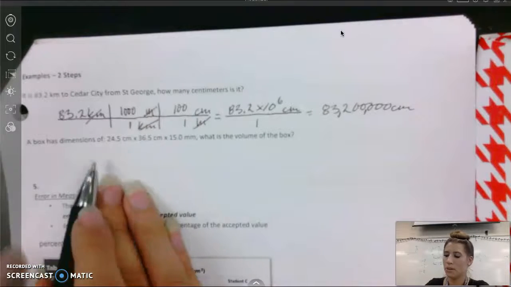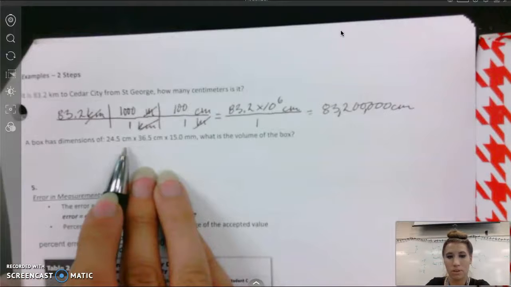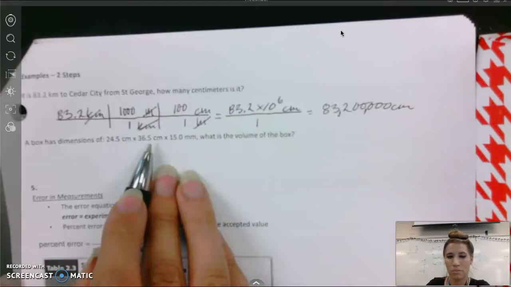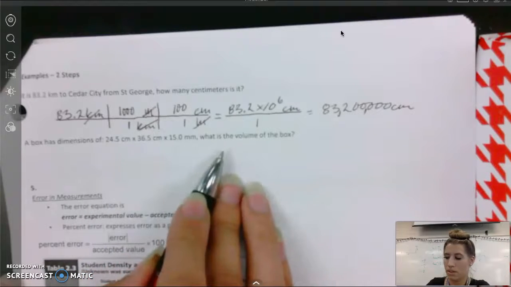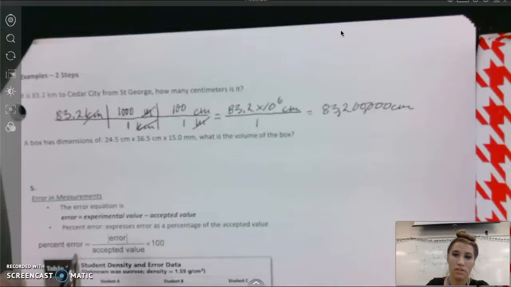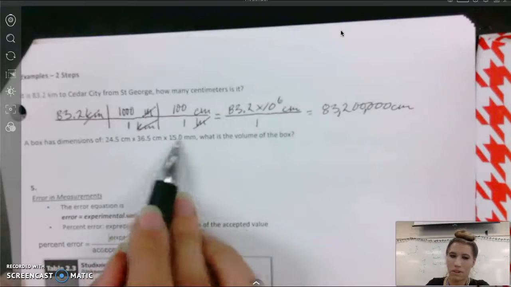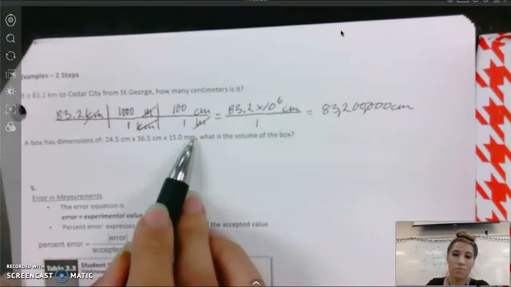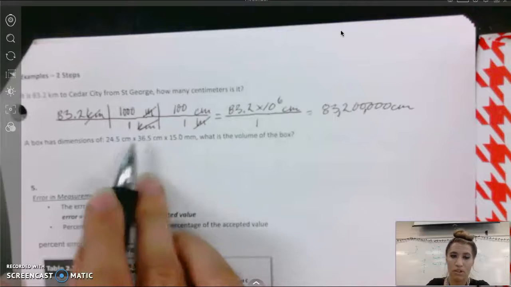A box has a dimension of 24.5 centimeters, 36.5 centimeters, and 15 millimeters. What is the volume of the box? Let's start by converting their value here from millimeters to centimeters so that we're all in centimeters.